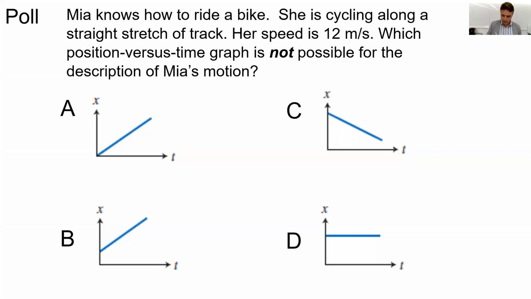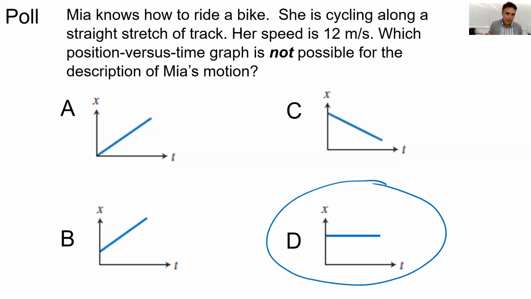So a lot of people are saying that D was impossible. And exactly right. So here, if X versus T is a horizontal line, that means that the thing is not moving.